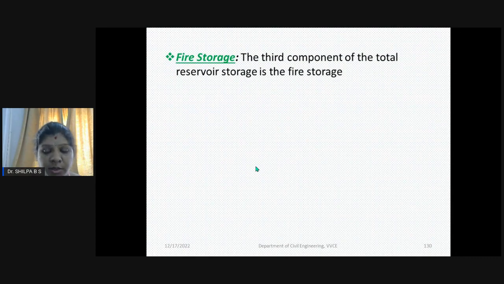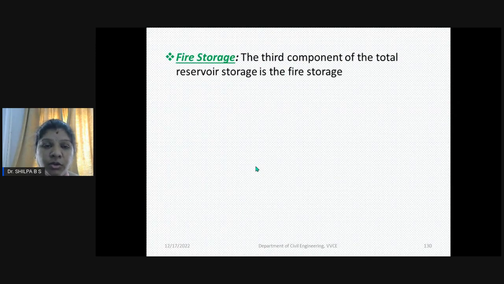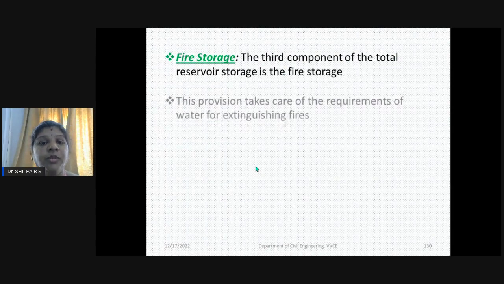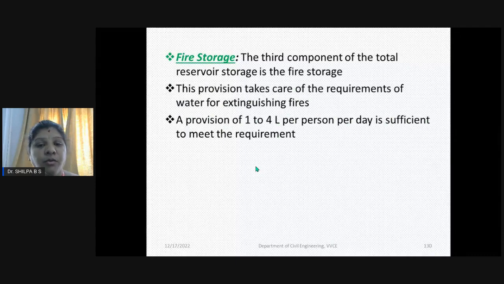Another type of storage we need to consider is the fire storage. This is the third component when we are calculating the total reservoir storage. This provision takes care of the requirement of water for extinguishing fires. A provision of 1 to 4 liters per person per day is sufficient to meet the requirement.